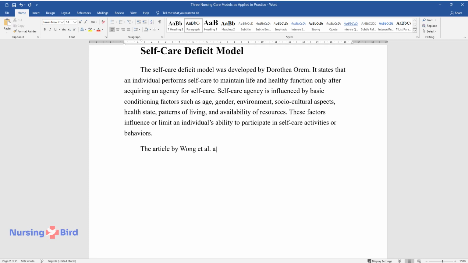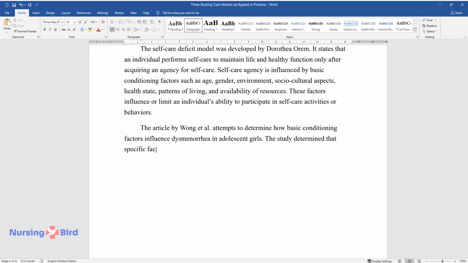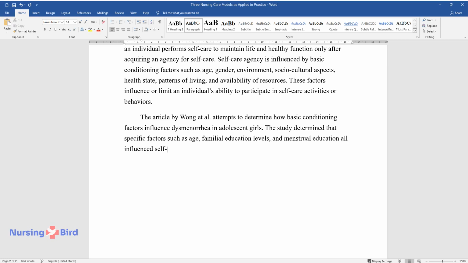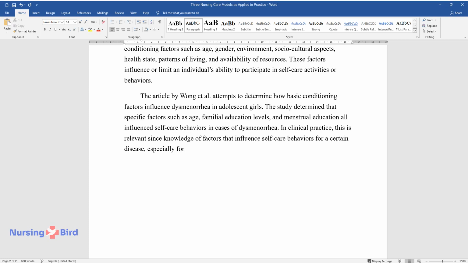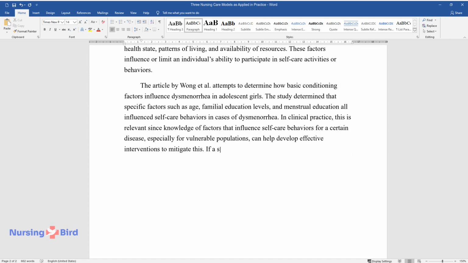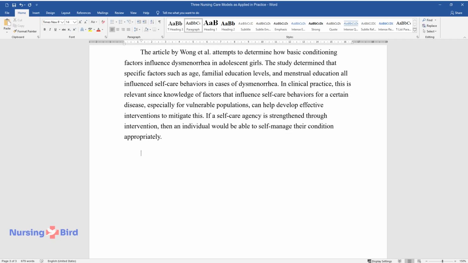The article by Vuong et al. attempts to determine how basic conditioning factors influence dysmenorrhea in adolescent girls. The study determined that specific factors such as age, familial education levels, and menstrual education all influenced self-care behaviors in cases of dysmenorrhea. In clinical practice, this is relevant since knowledge of factors that influence self-care behaviors for a certain disease, especially for vulnerable populations, can help develop effective interventions to mitigate this. If a self-care agency is strengthened through intervention, then an individual would be able to self-manage their condition appropriately.